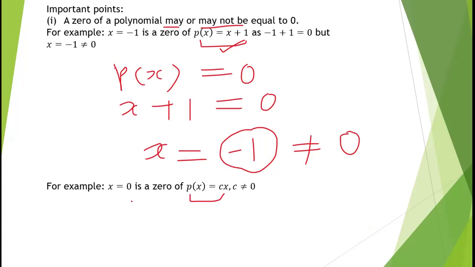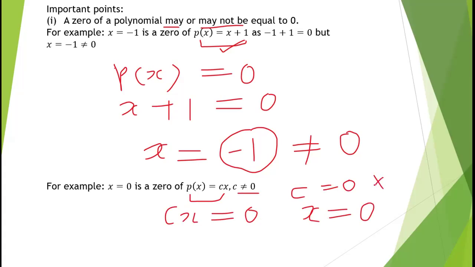Let's learn this thing with one more example. Now here, if I put p(x) equal to 0, what will we get? cx equal to 0. Now again, this will imply either c equal to 0 or x equal to 0. Now similarly here also it is given that c is not equal to 0. It means x equal to 0. It means x equal to 0 is a zero of this polynomial and also the value is equal to 0.